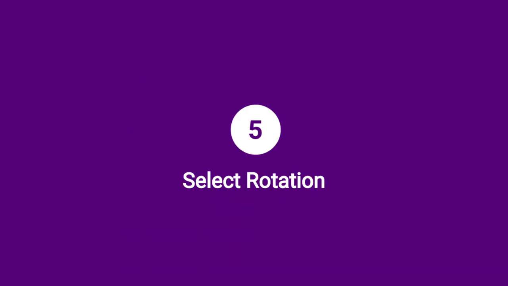Step 5. Select rotation. Select your preferred orientation in 90 degrees increments and let NZXT CAM apply the change to the LCD screen. By following these steps, you should now be able to rotate the display with ease.